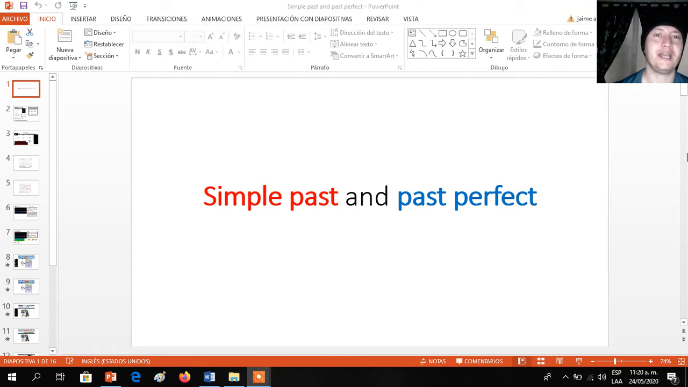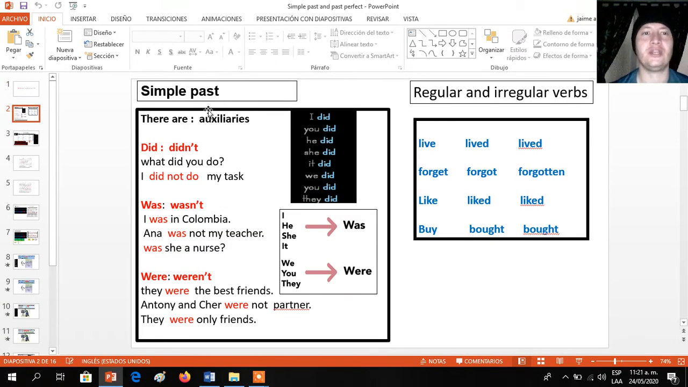In the simple past, there are two very important elements. Number one, the auxiliaries, and the regular and irregular verbs. In this case, the auxiliaries, for example, we have did, or the contraction didn't in the negative, or did in a question, only used in questions or negative phrases. For example, what did you do? I use the auxiliary at the beginning, then the subject, and after that the verb or the action. In the negative, I did not do my task or I didn't do my task.